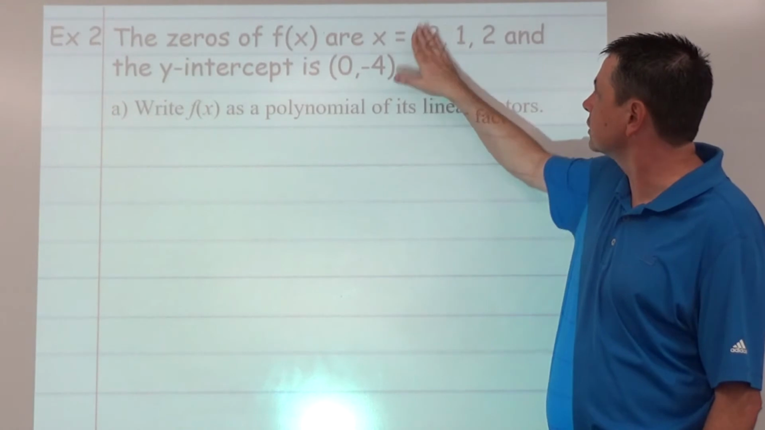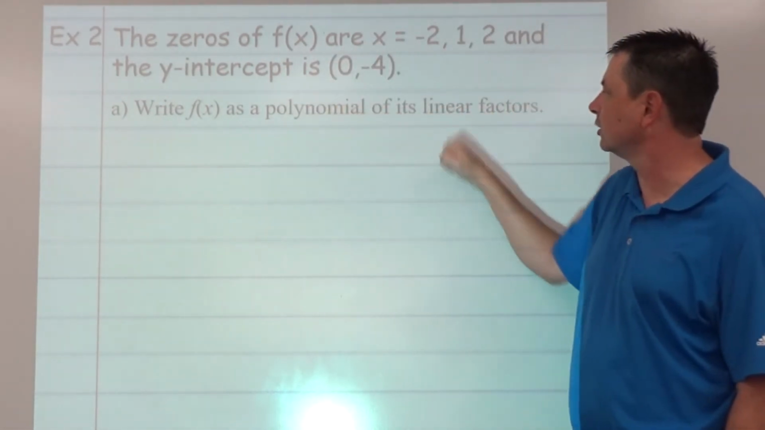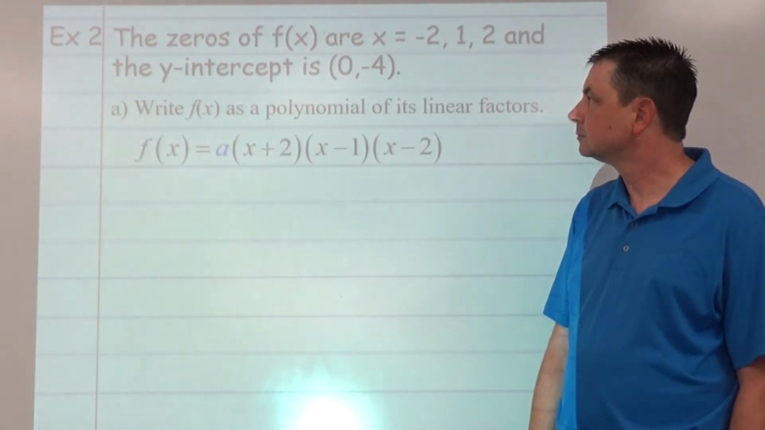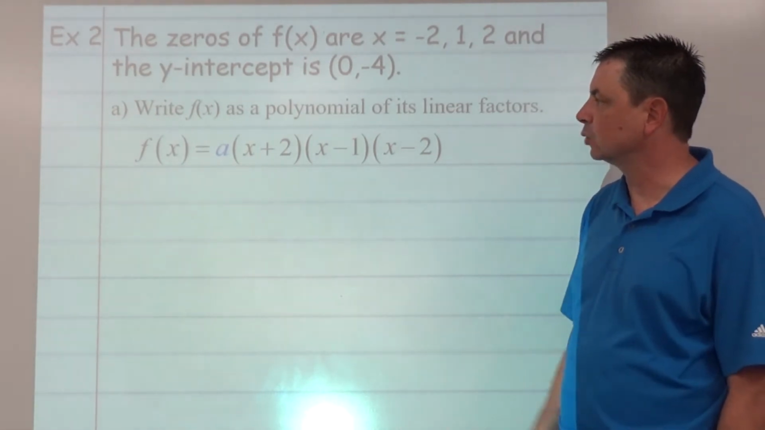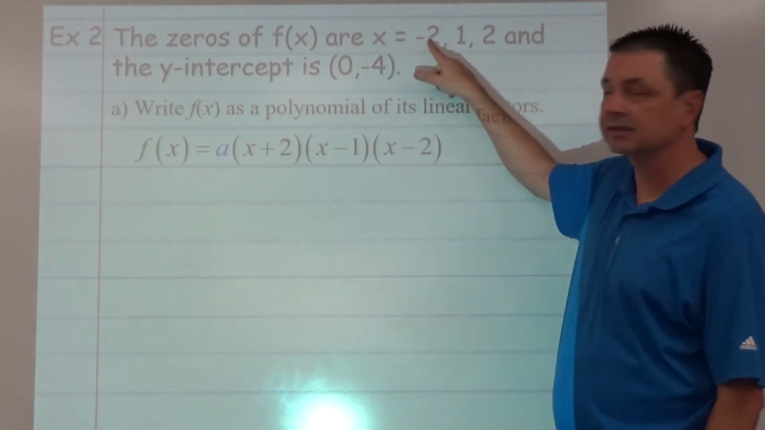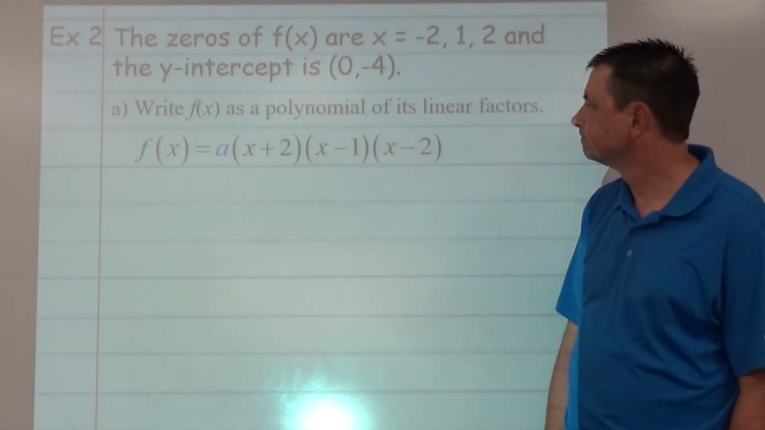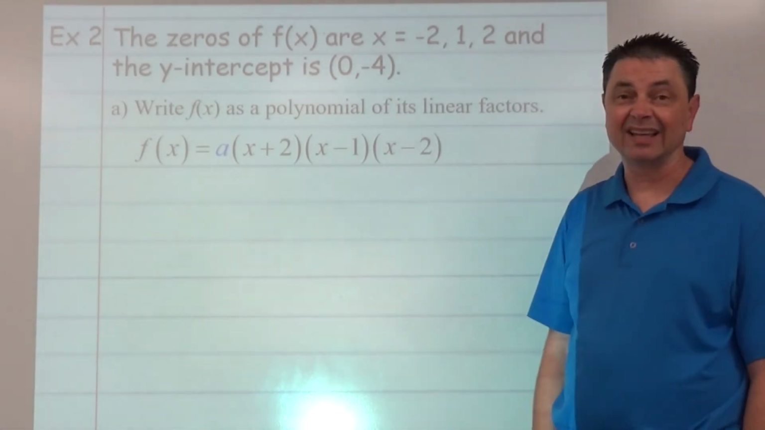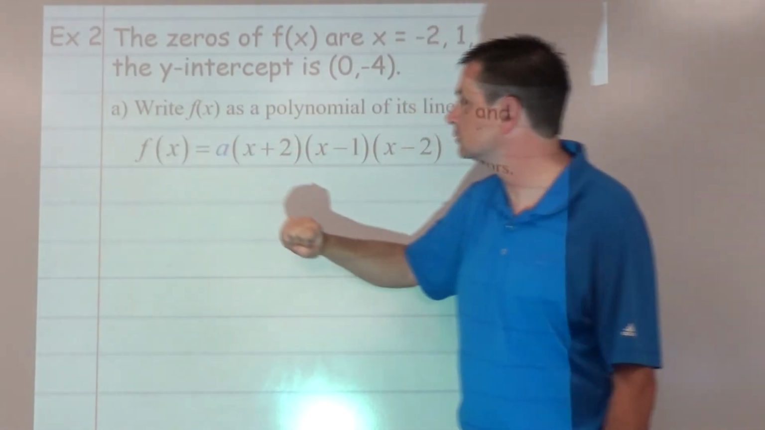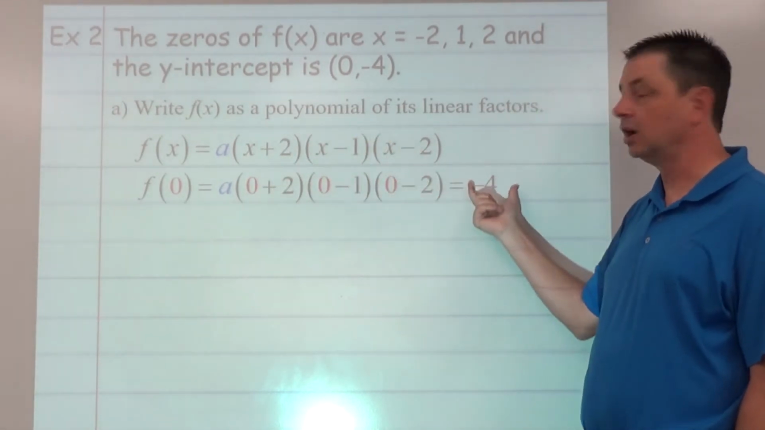Example number 2, zeros, y-intercept. Write f of x as a polynomial of its linear factors. F of x equals unknown a at this time times x minus negative 2, x minus 1, x minus 2. We've got to figure out the a. So we're going to use the y-intercept to do that. We're going to do f of 0. 0, 0, 0. It will all equal negative 4.